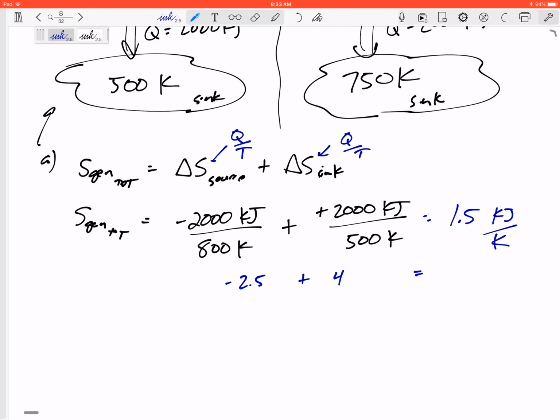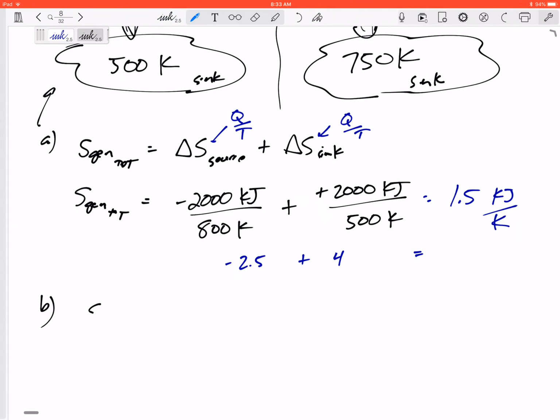All right, the second scenario, S-gen total would be delta S of the source, delta S of the sink.